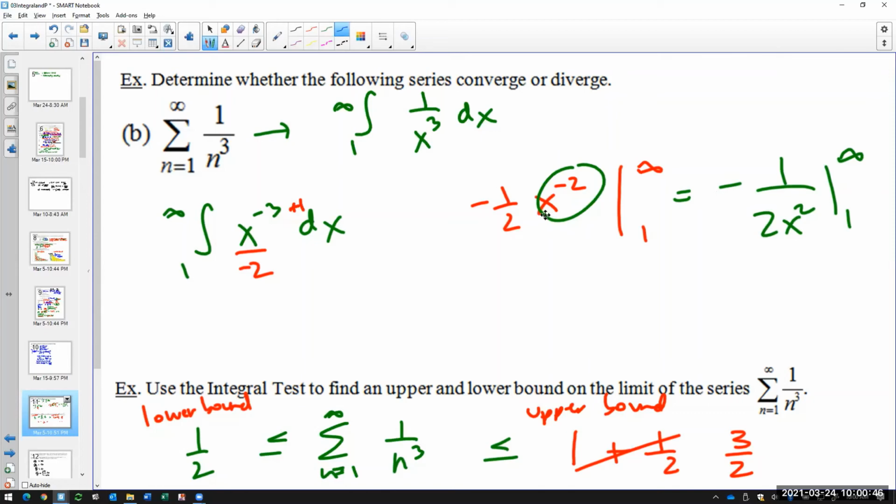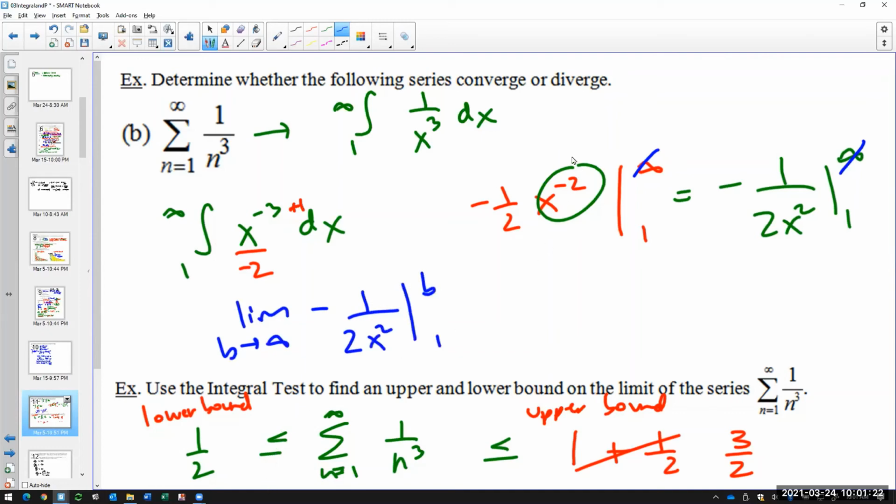A lot of you plugged in 0 and said that the answer was 0. Actually, 0 plugged in here is not actually 0. 0 raised to the -2 is actually 1/0², which is actually, in limit land, infinity. So a lot of you said that was 0, and so you got the wrong answer. So always, if you see a negative exponent, change it to a positive exponent using algebra 2 rules. I'm going to cross out these infinities because you can't actually plug in infinities. So what you have is a limit as b goes to infinity of -1/2x² from 1 to b.